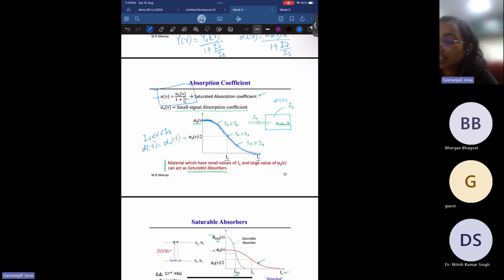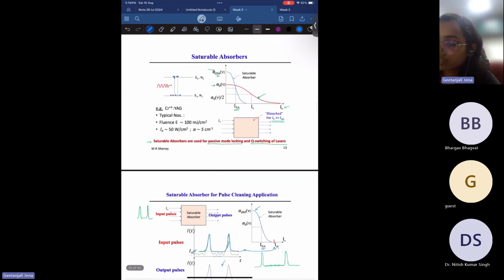And what is the application of this? So we'll see one important application of this absorption coefficient. For materials which have a small value of I_s and a large value of alpha_0 nu, we call that material a saturable absorber. Okay, small value of I_s and large value of alpha_0. So we will get a curve like this.